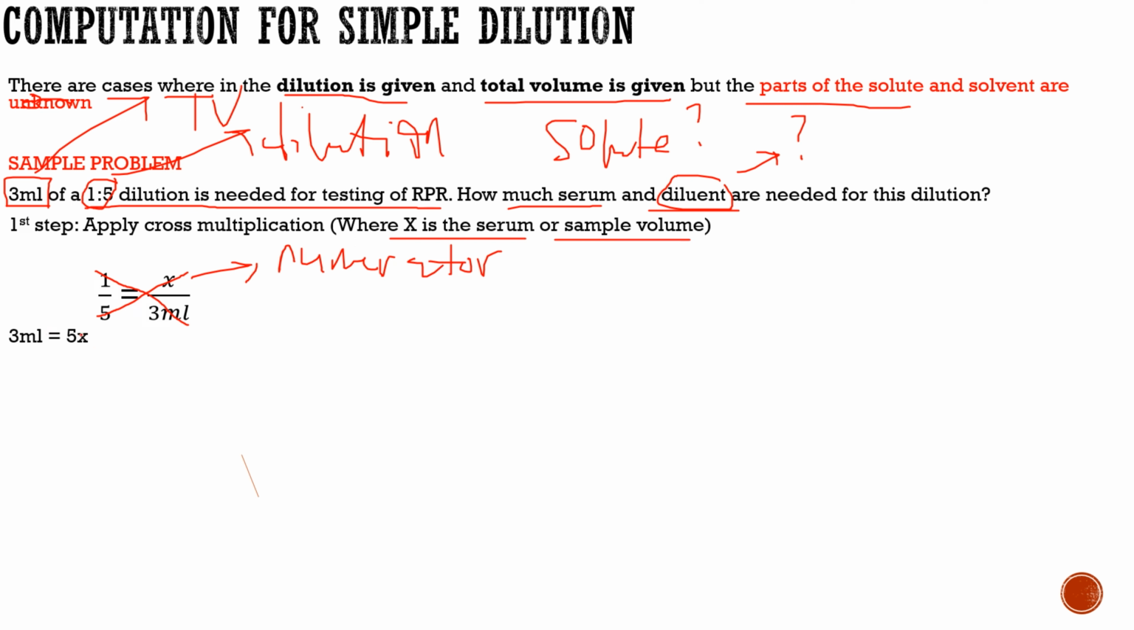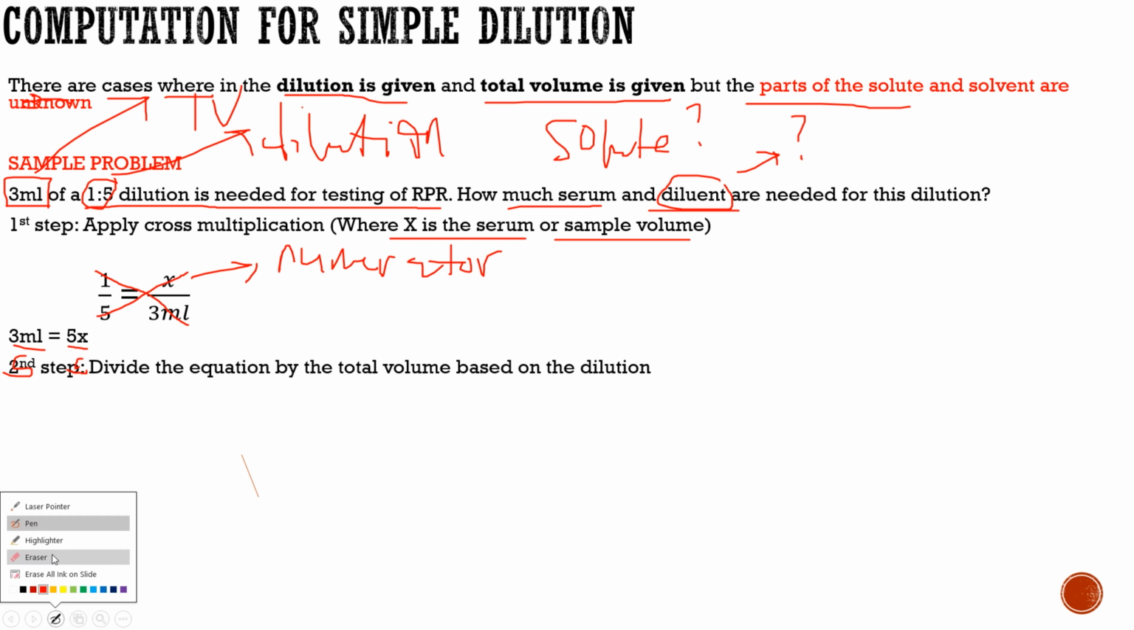Now, 3 ml equals 5x cannot be solved yet. You cannot solve that yet. So you still have to cross it out. And to do that, you need to divide by the value with x here. So you will do this: divide both sides by 5. Divide the equation by the total volume based on the dilution.